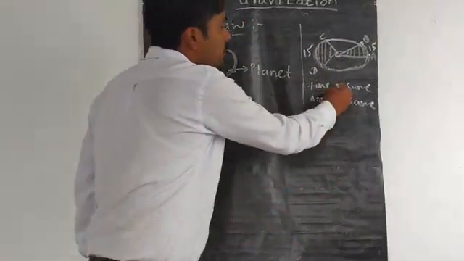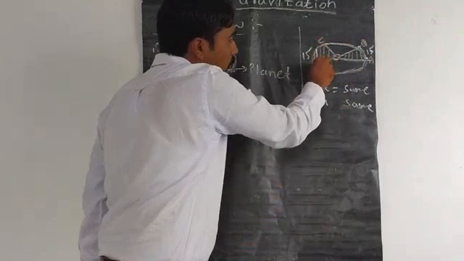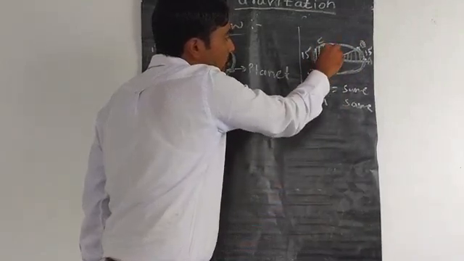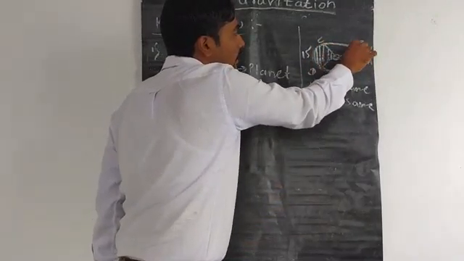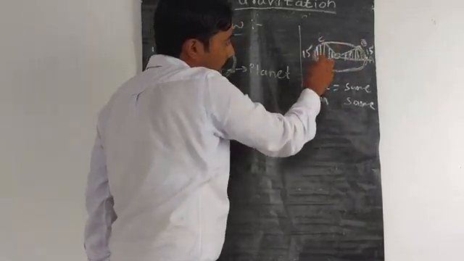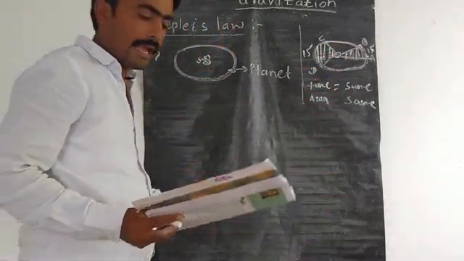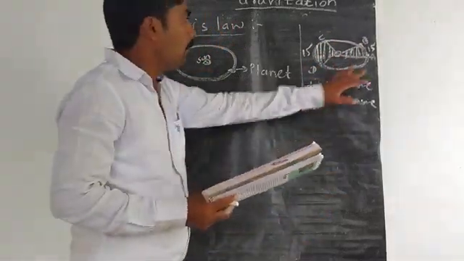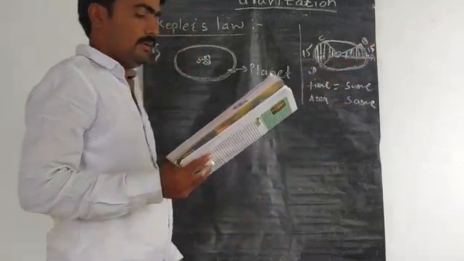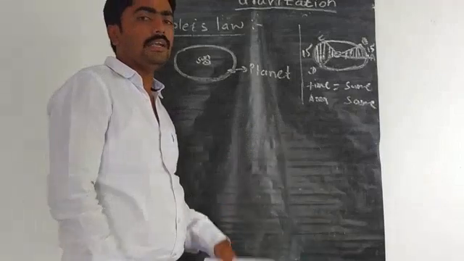Therefore, as the time is the same, the area will also be the same. See, this is the area swept by the planet from A to B, and this is the area from C to D. So Kepler's second law states that the line joining the planet and the sun sweeps equal areas in equal intervals of time.